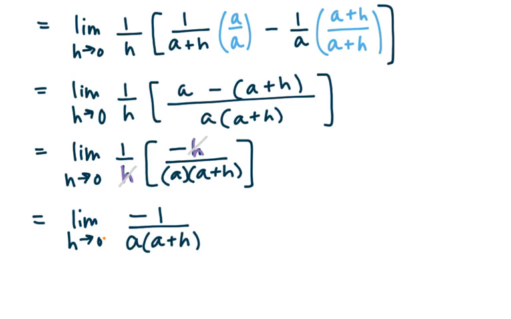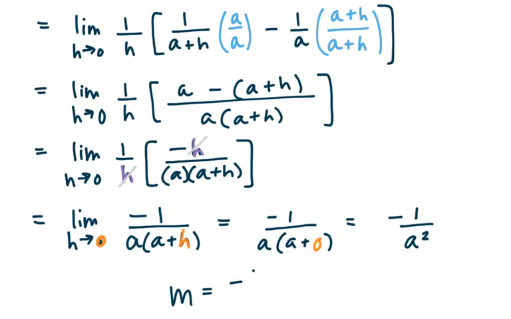And at this point, if I take that 0 value and plug it in for h, I'm going to have negative 1 over a times a plus 0, which means I end up with negative 1 over a squared. So my slope here, m, is negative 1 over a squared. So for any x value, as long as it's not 0, this expression, negative 1 over a squared, is going to represent my slope.